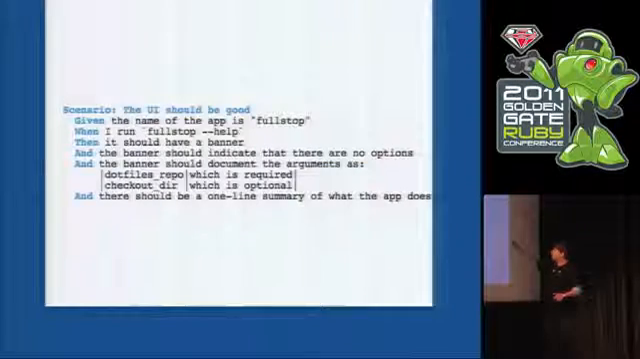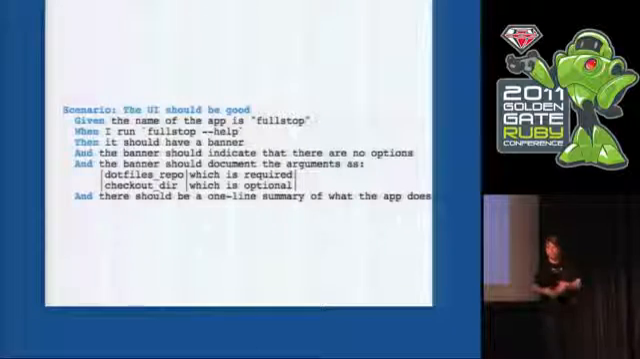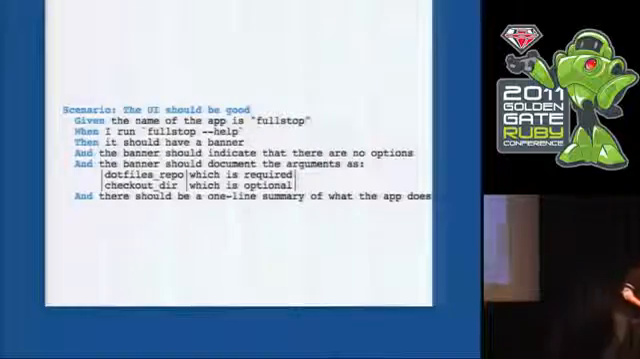So here's a scenario which describes a non-sucky UI. Our app name is "fullstop." When we run --help, we should get a banner, and that banner is "Usage: fullstop blah blah blah," and that banner should indicate there are no options, and it should document the arguments, .files and repos required. Check out, there's a table right there that will be given to us in a nice data structure. And then we also want a one-line summary so that in 6 months, when I forget my little clever name, I will know what fullstop does by getting help.